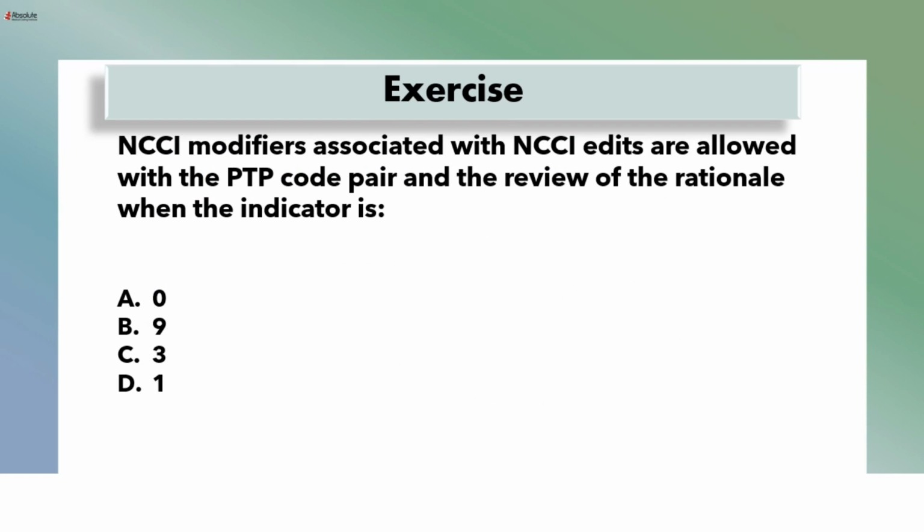All right, I have some exercises for you to test our knowledge of what we've learned so far. Our first one is NCCI modifiers associated with NCCI edits are allowed with the procedure-to-procedure code pair and the review of the rationale when the indicator is A, 0, B, 9, C, 3, or D, 1. All right, I'm going to give you 30 seconds and your time begins now. Good luck.